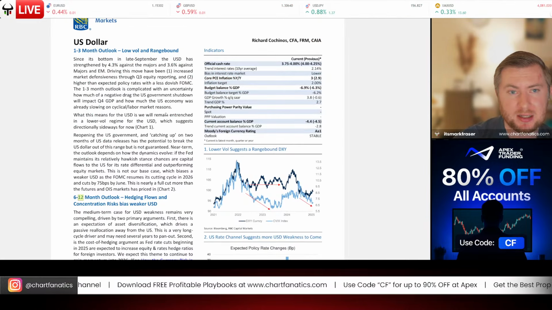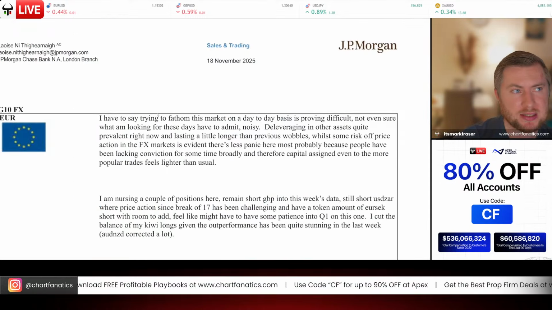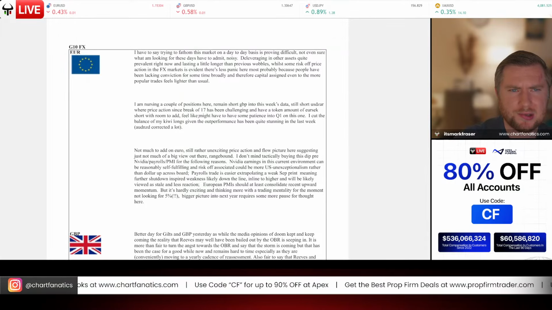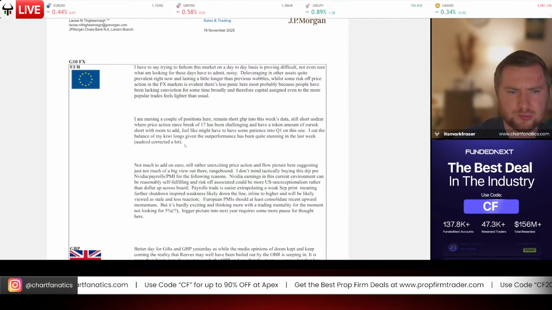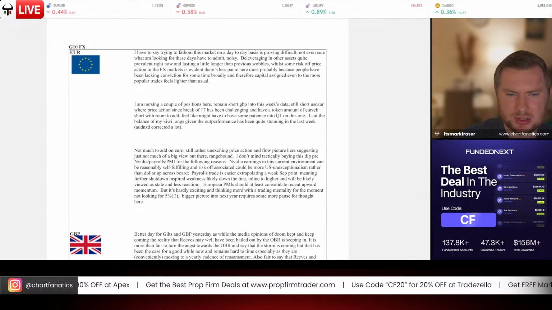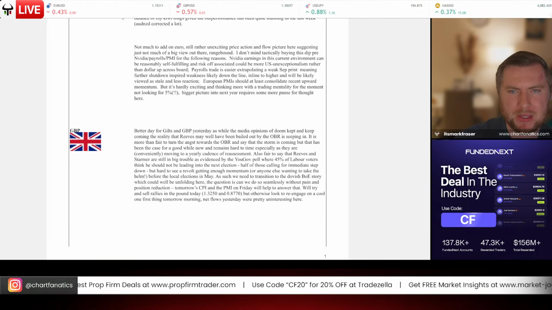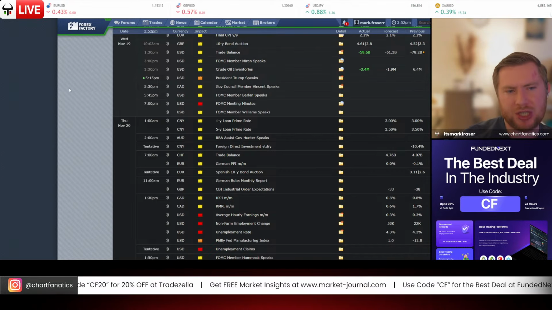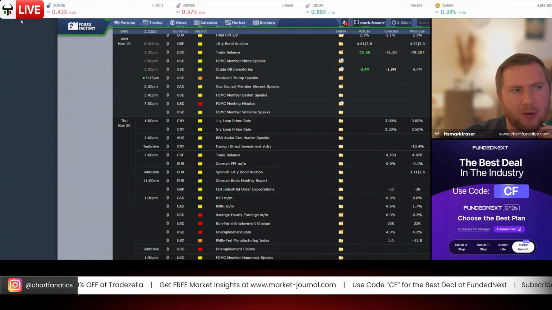You can see stuff like RBC is expecting dollar weakness. I don't know what JPM is expecting. Let's have a little look. They don't really say too much there, to be honest with you. I know that she was looking for longs on EURUSD previously. So people do want to position against the dollar. It's just that we haven't got a reason just yet. So let's see if that reason comes through tomorrow or not.